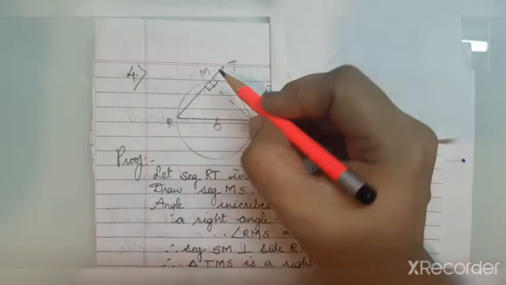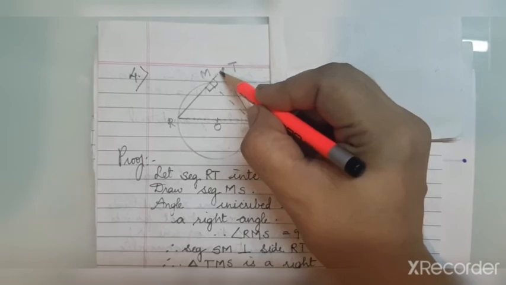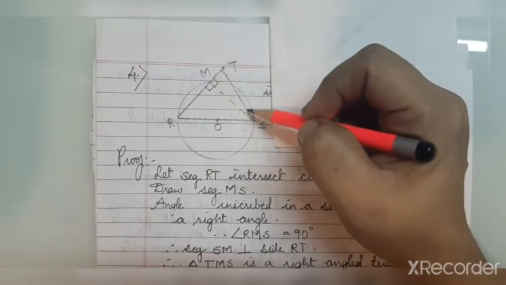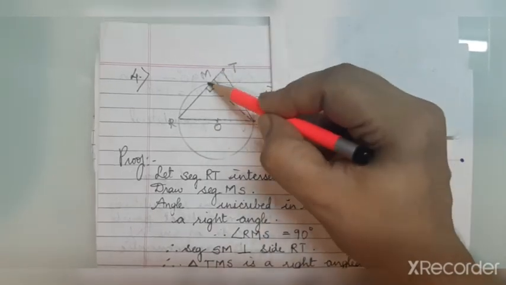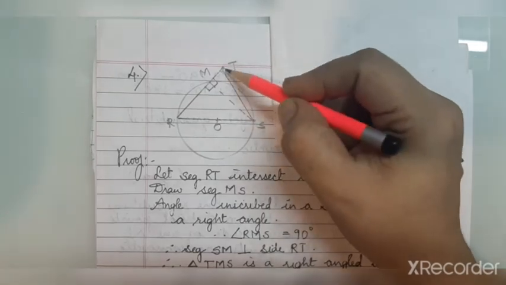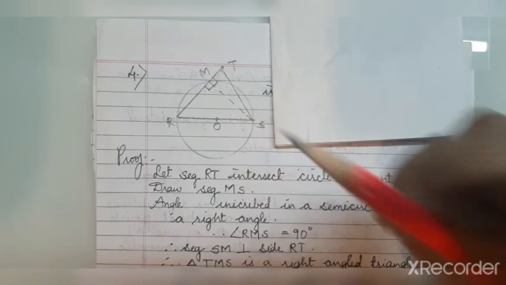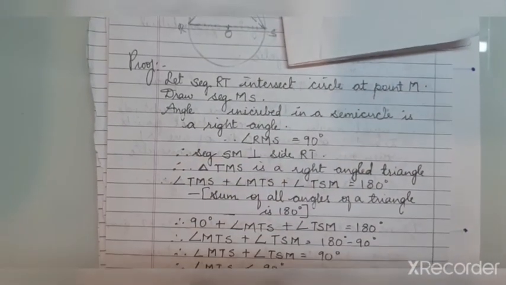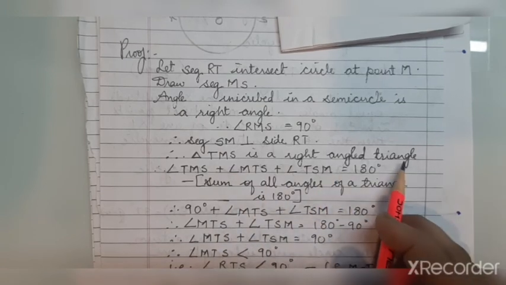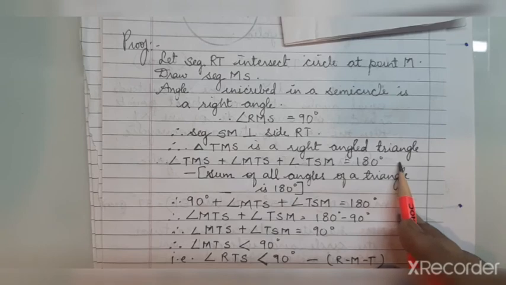Correct? Now in this triangle SMT, we have to prove this angle is an acute angle. But we know that if we add the three angles of a triangle, it is 180 degrees. Therefore, angle SMT plus angle MTS plus angle TSM is equal to 180 degrees. Clear? So that we have written here. Triangle TMS is a right angle triangle. When we add the three angles, it is equal to 180 degrees.